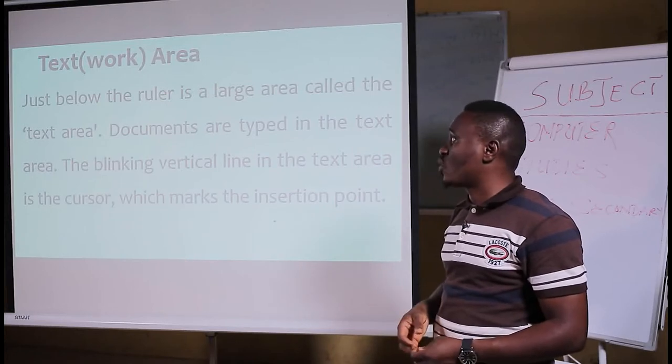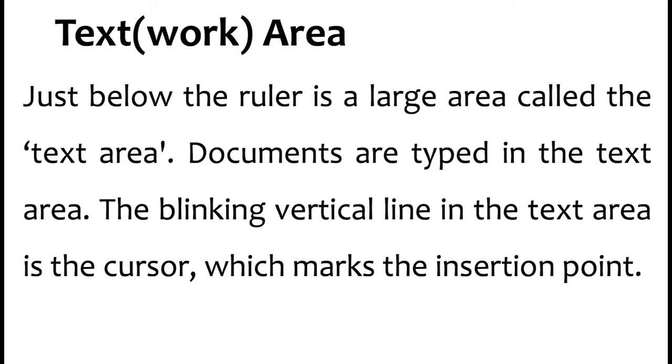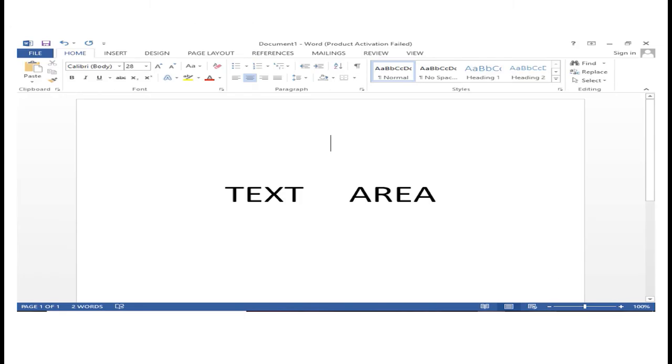Then we have the text or the work area. Just below the ruler is the large area called the text area. Documents are typed in the text area. The blinking vertical line in the text area is the cursor, which marks the insertion point. This is the work area. This is our work area. This is where you type. This is where you import pictures. This is where you draw shapes. This is where you draw everything you hope to do with your word processor.